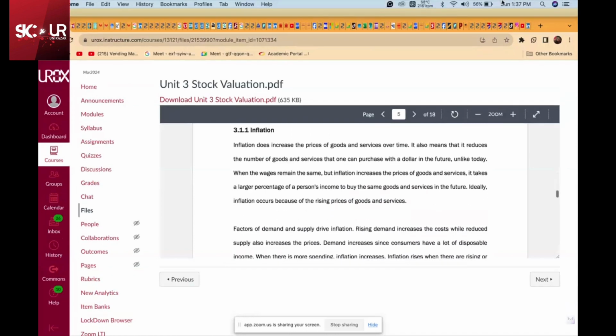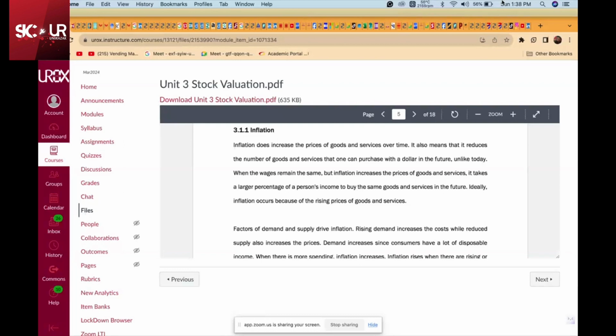Inflation does increase the price of goods and services, and it also reduces the number of goods and services that one can purchase with a dollar in the future. Unlike today, when the wage remains the same, inflation increases the price of goods and services, and it takes a larger percentage of income to buy the same goods. So inflation occurs because of rising prices.